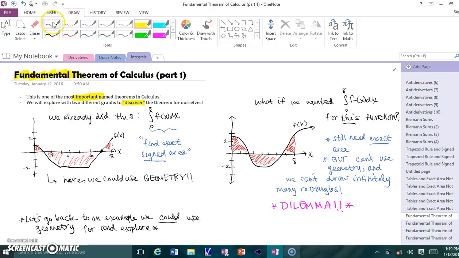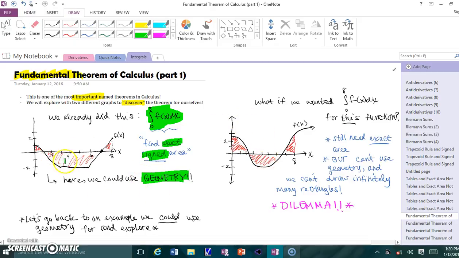Now, what we did in class today, you had the period to work on that worksheet. You already found things like this. The reason you were able to do this is because you could use geometry. Because this means find the exact signed area. So no more estimating or approximating with rectangles and trapezoids, the exact area. Again, geometry saved us here. We were able to get the exact signed area.